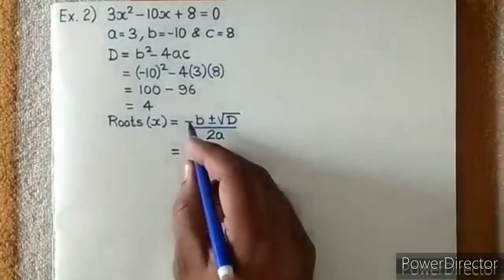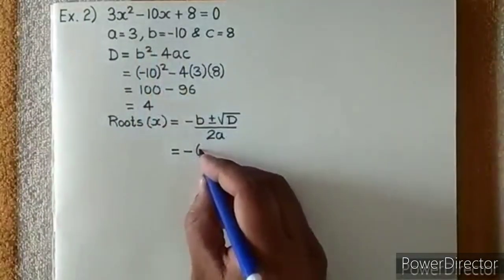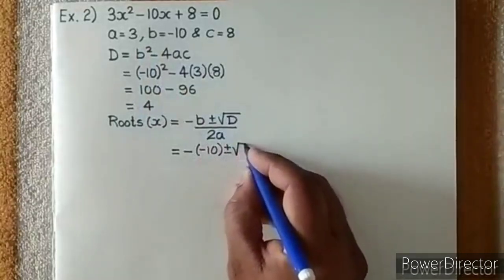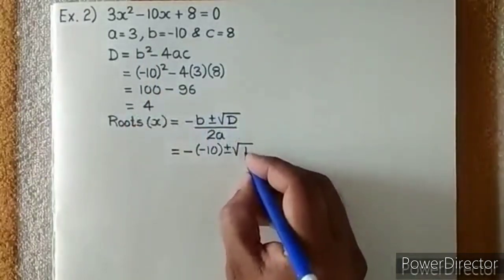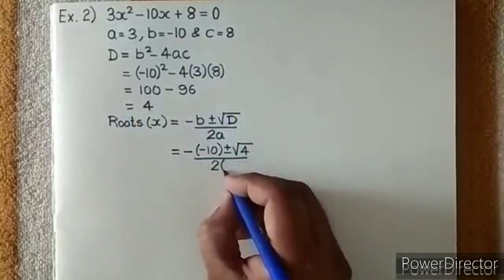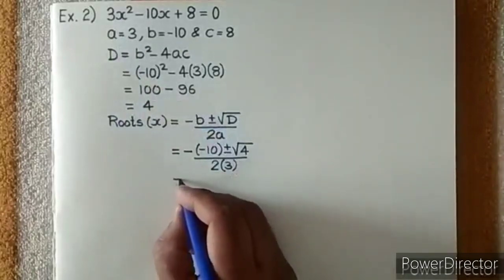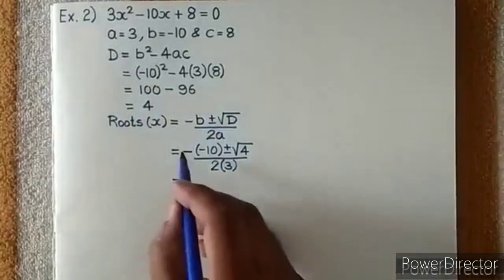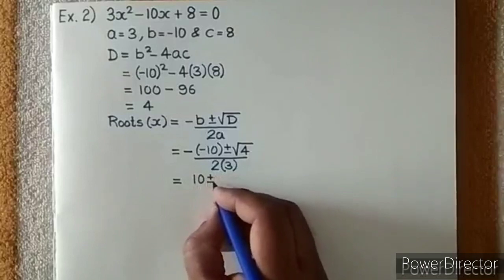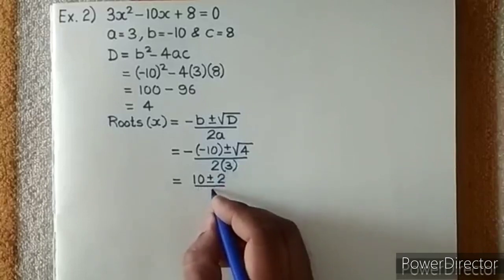Let's put the values, minus b, so by formula, what is your b? B is minus 10, so minus 10 plus or minus root of discriminant, discriminant was 4, upon 2a, 2 into a is 3, therefore minus into minus is plus, so you have plus 10 and plus or minus root of 4, we know it's 2, upon 2 3s are 6.